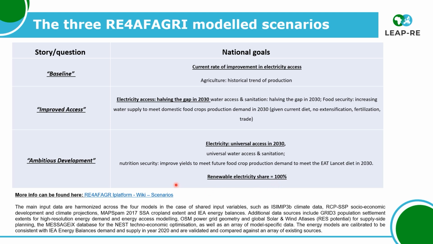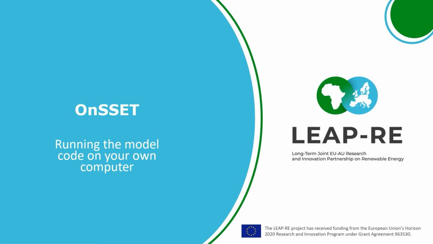The other scenarios in the other models do also affect the results of OnSSET, mostly with the cost of electricity from NEST changing as different scenarios require more investment or less investment, as well as the demand changing in the different scenarios, especially with more crop processing demands and irrigation demands in the different scenarios. Now we'll briefly describe how to run the model on your own computer.